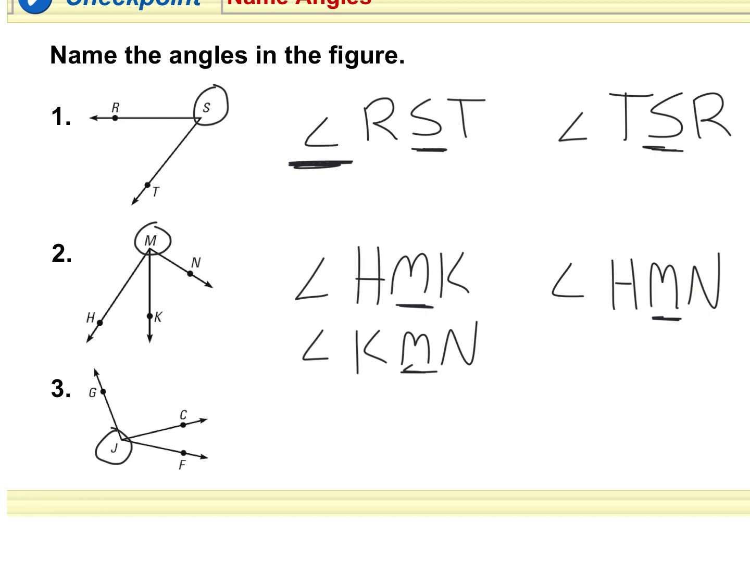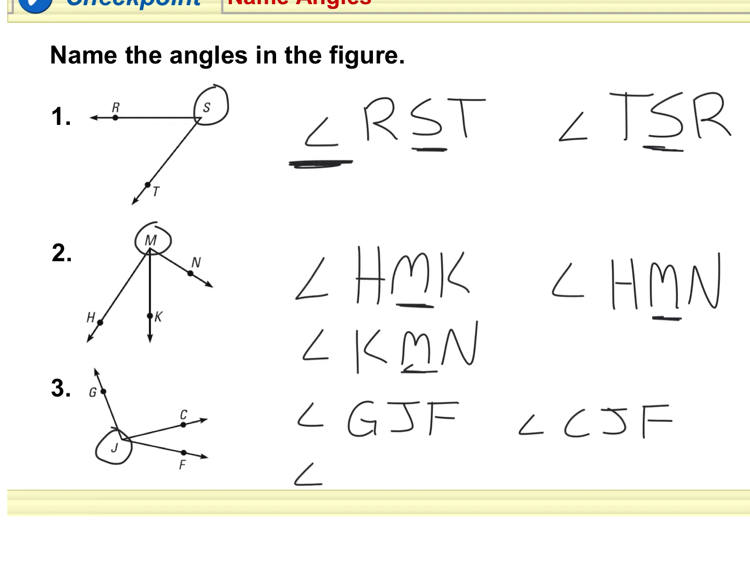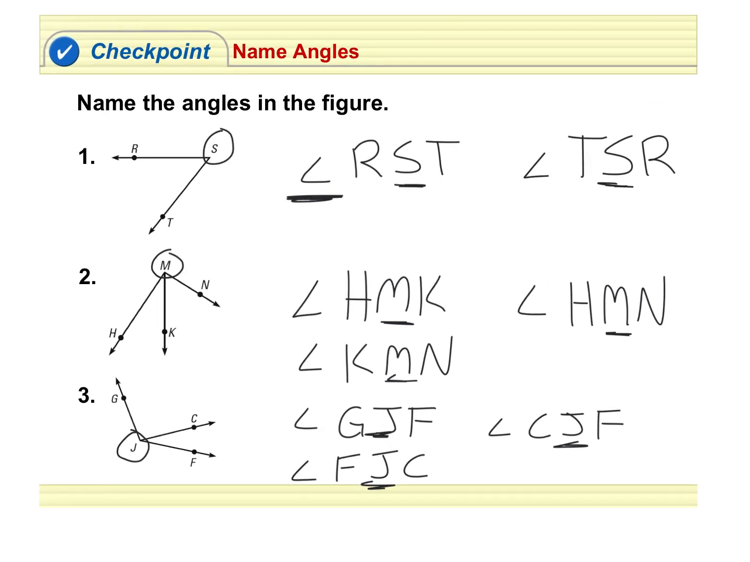Number 3, how many angles do we have? We have 3 again, okay? We already talked about the vertex being J. What is one of the angles? CJF. I heard a lot right there. I heard GJF. Austin, what'd you say? CJF. What's the last one? FJC. Again, what is the same about all of those angles? And why is J in the middle? It is the vertex. Good. Any questions over names of angles and different parts of angles?